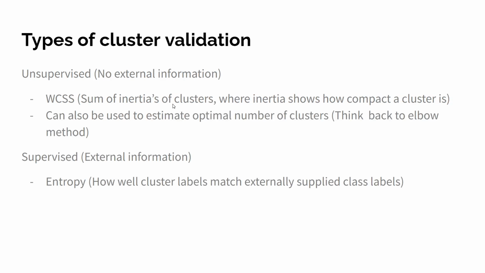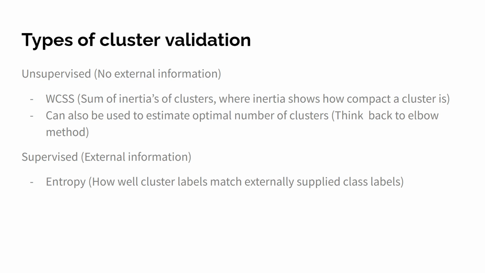So there are 2 types of cluster validation: unsupervised and supervised. The difference is that unsupervised cluster validation doesn't have access to any external information. We've already seen one of those in the last session, which is WCSS, where we calculate the sum of the inertias of clusters, where inertia shows how compact a cluster is. Also with unsupervised cluster validation, we can estimate the optimal number of clusters. If we think back to how the elbow method worked, yeah, we can do that.